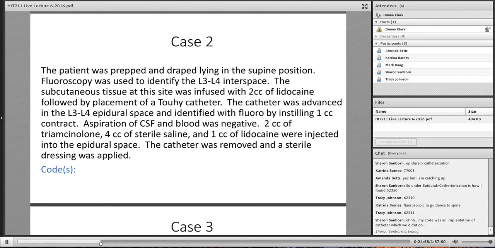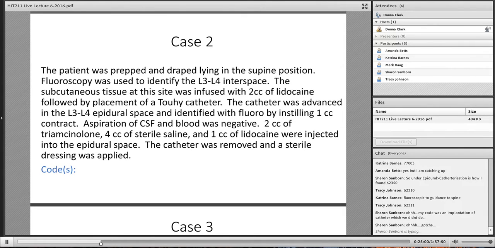Now, the way you get that, I went to epidural injection to get the 62311. Somebody may have said that, but your comments were going by so fast. But for 62311, I went to epidural injection, and then in order to get the fluoroscopic guidance, I went to fluoroscopy, guidance, catheterization, spine. Or you could have gone to radiology, radiologic guidance, fluoroscopy.